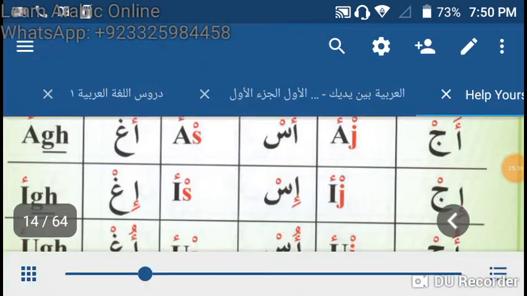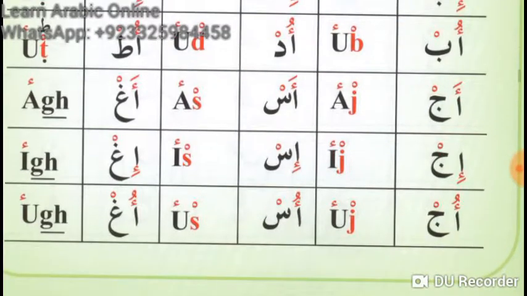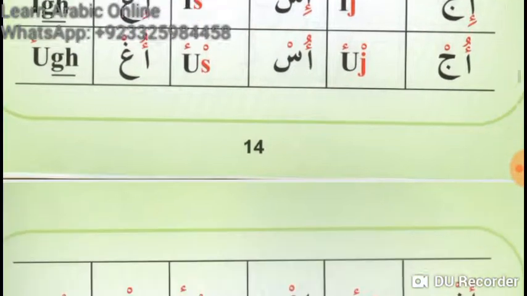Okay. Alif, Hamza, Fata, Ain, Sakin, Ah. Alif, Hamza, Kasra, Ain, Sakin, Ir. Alif, Hamza, Dama, Ain, Sakin, Ur.